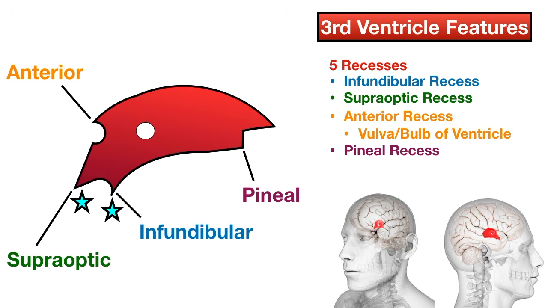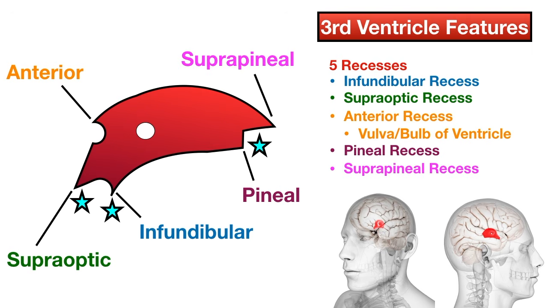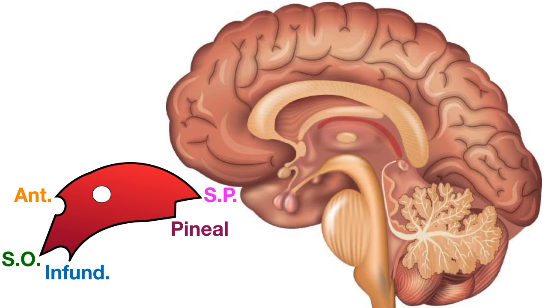The next recess is the pineal recess. It's located on the posterior aspect of the third ventricle, and it protrudes posteriorly into the stalk of the pineal gland. So the pineal gland is located posterior to the third ventricle where that star is. The final recess is the suprapineal recess. As the name suggests, it's going to be located above the pineal recess in the superior posterior aspect of the third ventricle. Let's now take a look at what these recesses look like in a sagittal view of the brain.